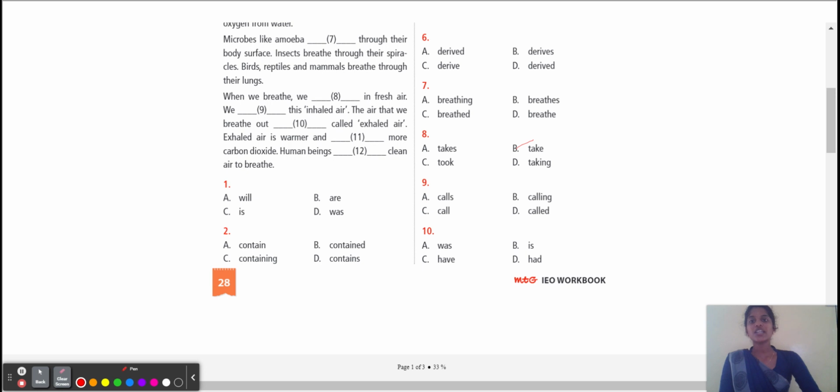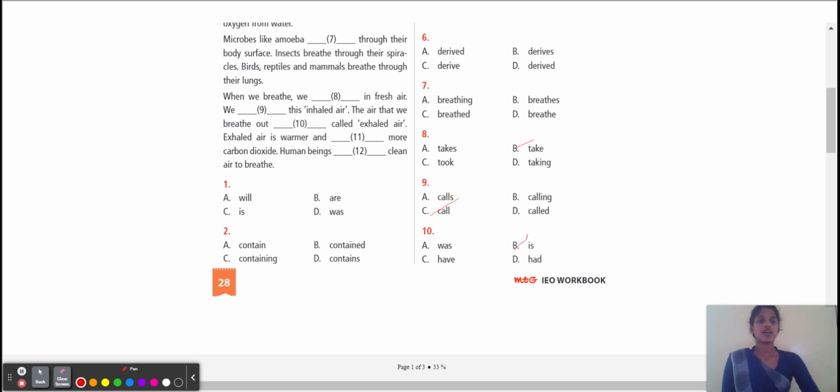Ninth question: we dash this inhaled air, the air that we breathe out, dash called exhaled air. Both blanks are placed with inhaled and exhaled. Ninth options are calls, calling, call, called. Tenth options are was, is, have, had. Both are the singular form. So we can use call is the correct one and is the correct one. Why? Because call is a singular form. Calls means a plural form.